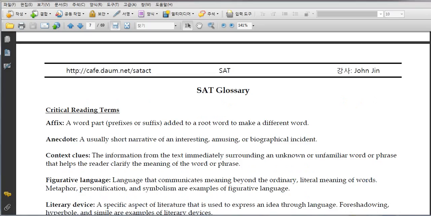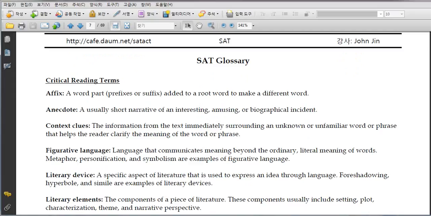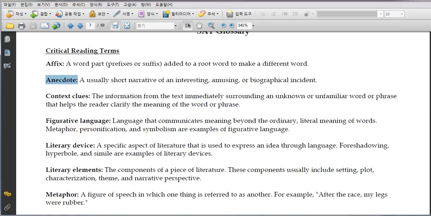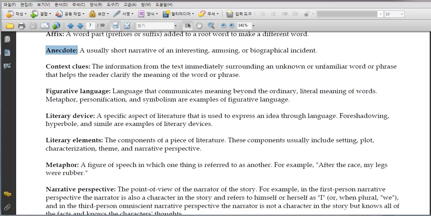Here on the next page I have SAT glossaries, some of the terms, the words that you should be familiar with. We just talked about affix, right? Anecdote, you should know this. An anecdote is a short, interesting, personal story. Context clues, figurative language, like a metaphor, right? That's figurative language. A literary device, like foreshadowing.